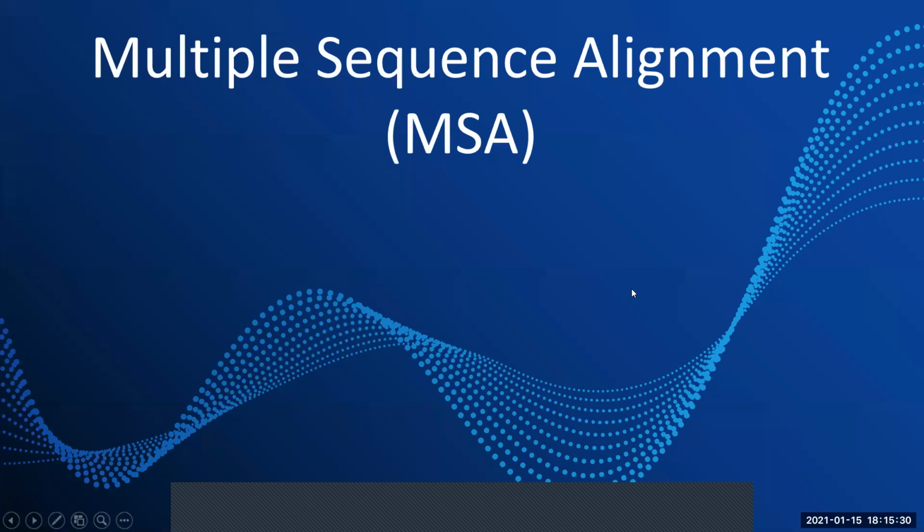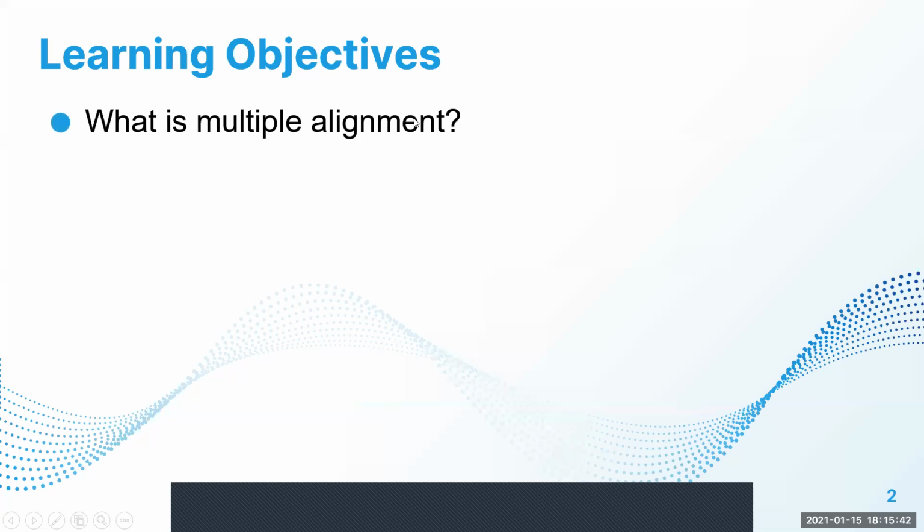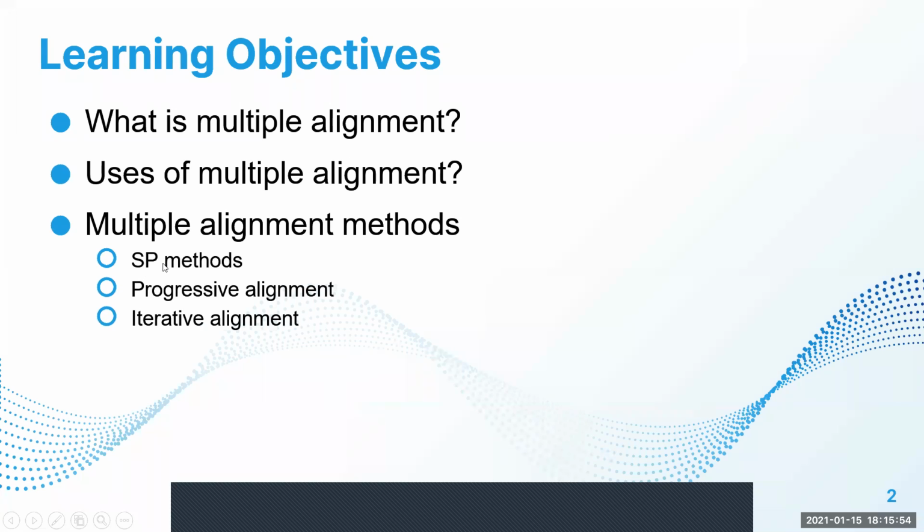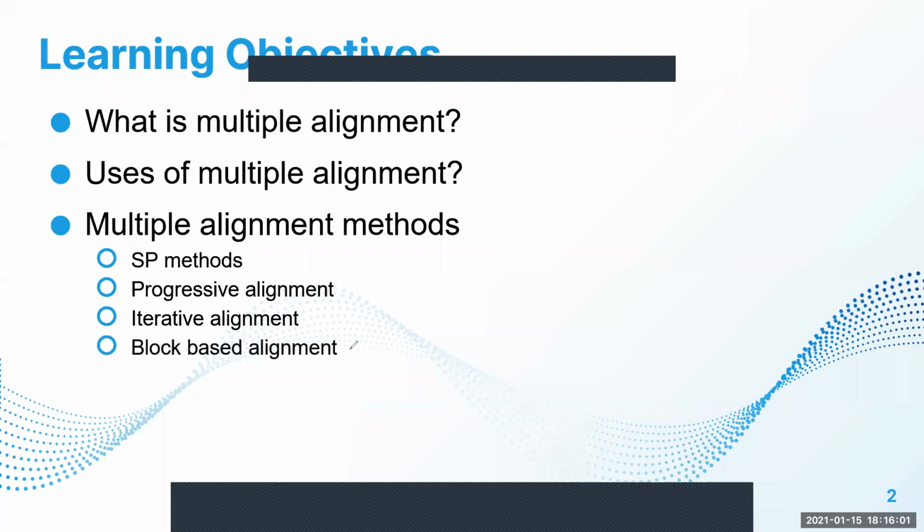The basic idea of multiple sequence alignment is that sometimes we want to align more than two sequences, right? So that's the meaning of multiple. In these learning objectives, you should know what multiple sequence alignment is, what its uses are, and what the methods are: sum of pairs, progressive, iterative, log-based. We are just trying to give you an overview of these things.